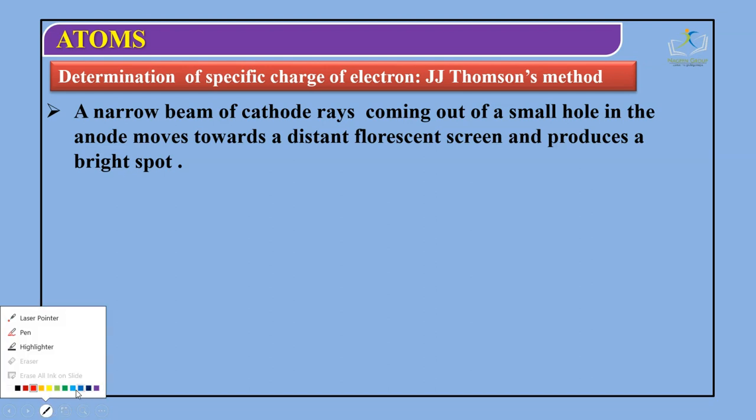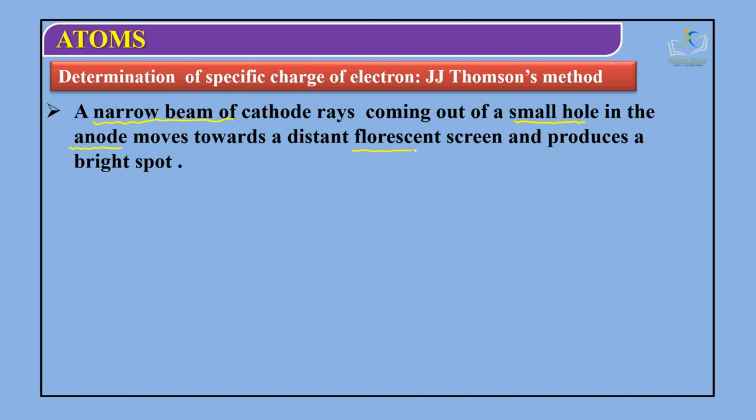As we saw in the previous scenario, the narrow beam of a cathode ray comes out from the small hole in the plate of the anode. Before that, a cathode plate is placed, and at a particular distance apart, a fluorescent screen is placed. It's an active screen.